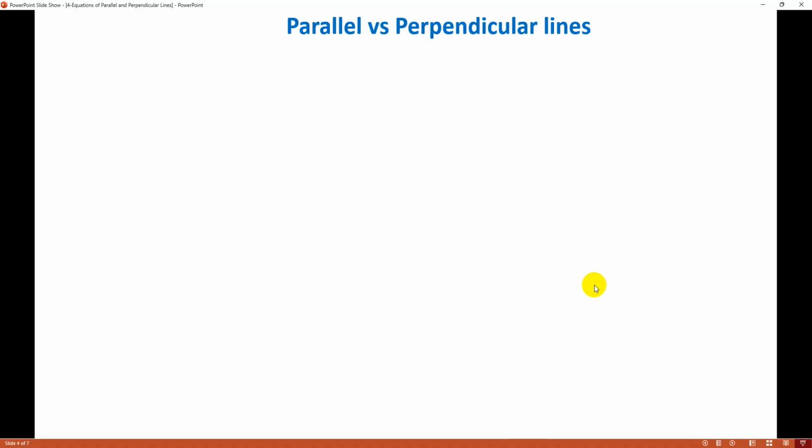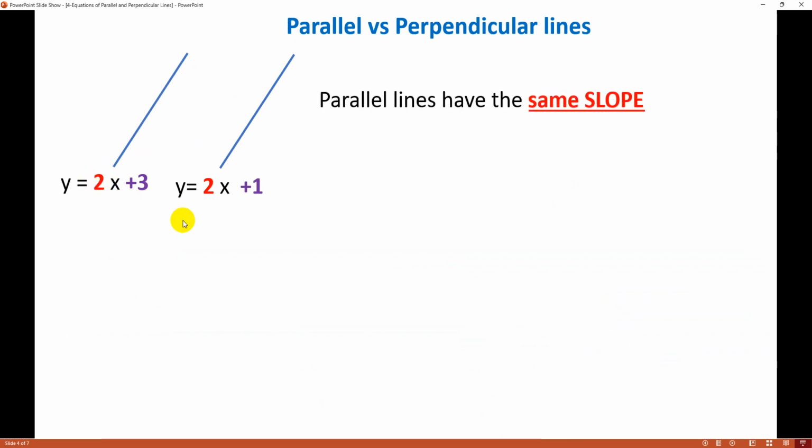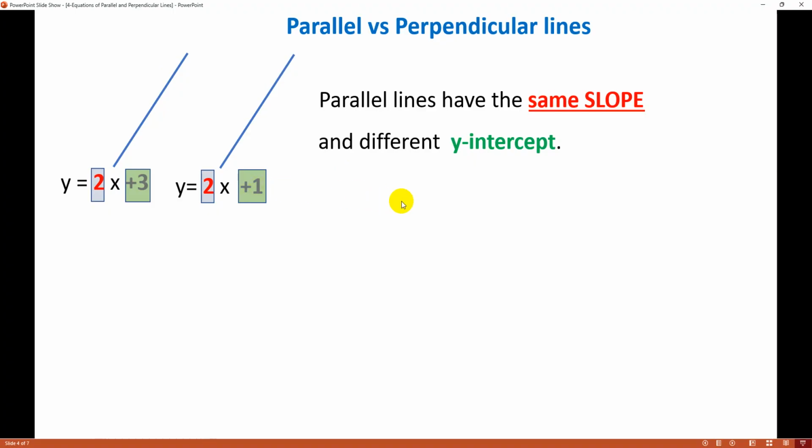Okay, now let's go into parallel versus perpendicular lines. Here we have two lines that are parallel to each other. As you see, the slopes are the same. So when two lines are parallel to each other, they have the same slope, in this case 2. Now, the y-intercept has to be different, because if the y-intercept is the same, then it will be the same line. But we are interested in parallel lines, not lines that are identical.